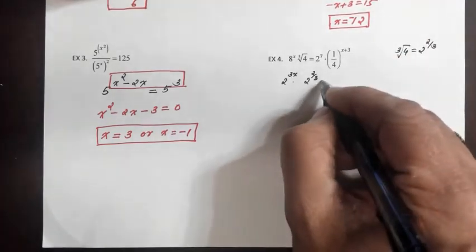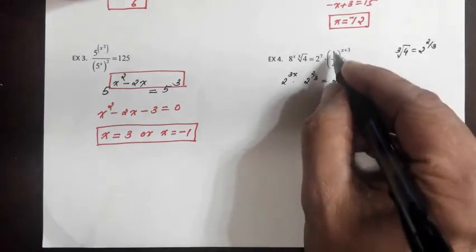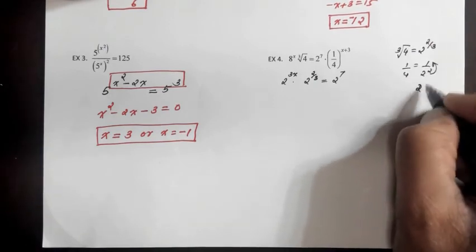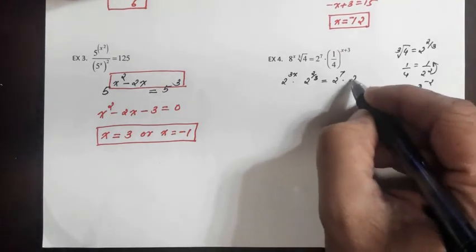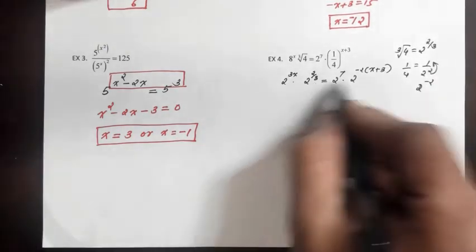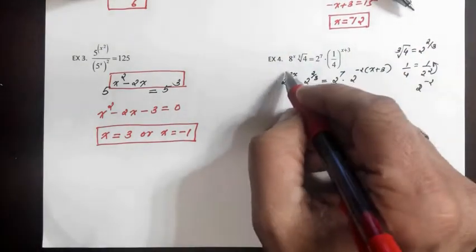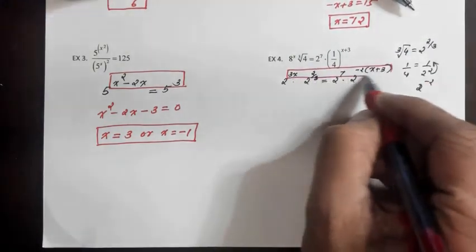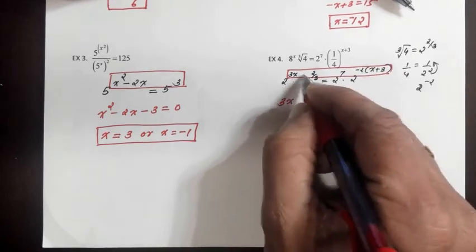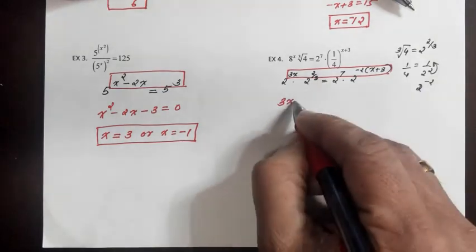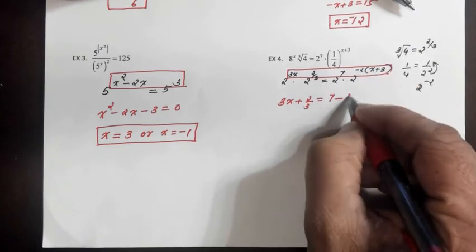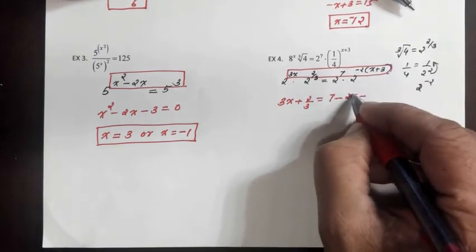Okay, then that is equal to 2 to the power of 7, and you know 1/4 is 1/2 squared, and when you move that up, that will be 2 to the power of -2, so times 2 to the power of -2 multiplied by x plus 3. So put everything together. The bases are the same, so now we can take all the exponents together. Because we multiply the bases, we add the exponents, so 3x plus 2/3 is equal to 7 minus 2x minus 2 times 3, minus 6.